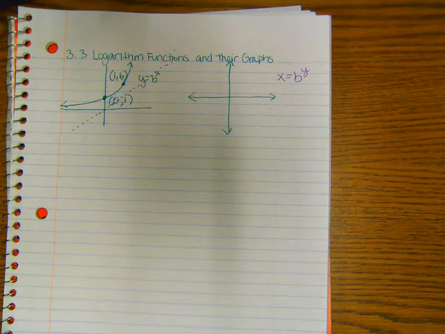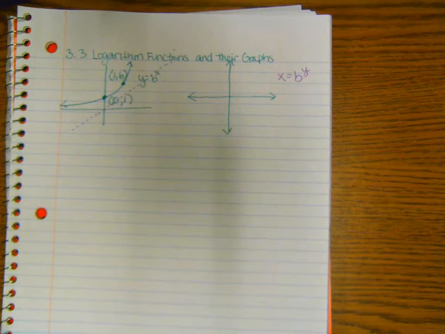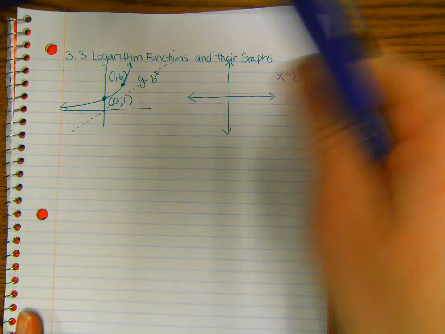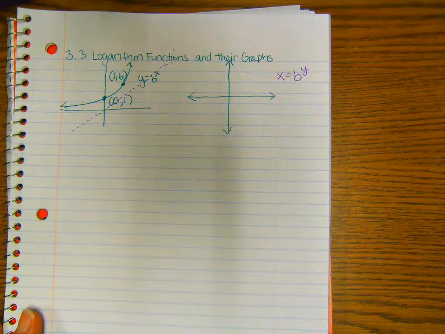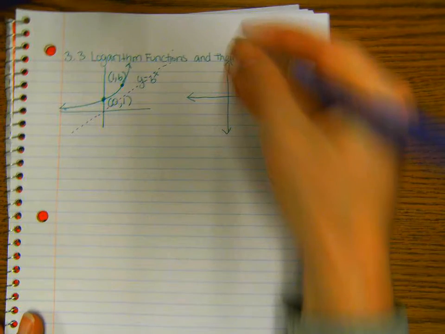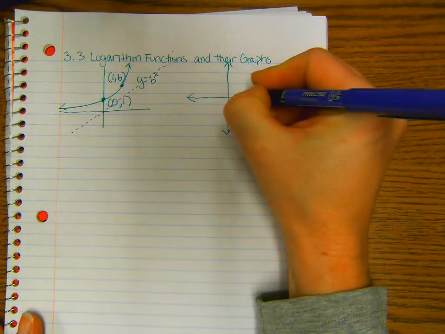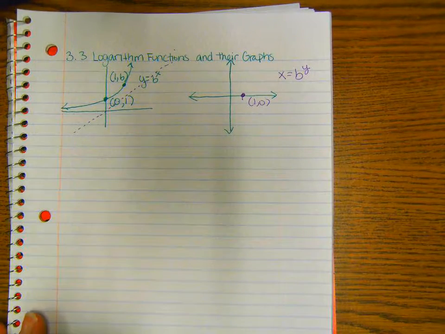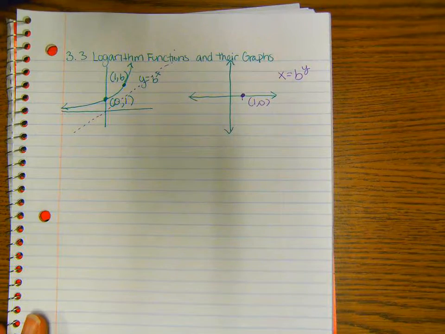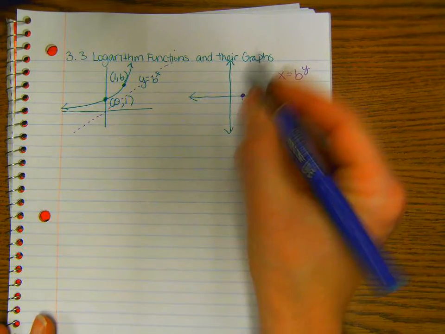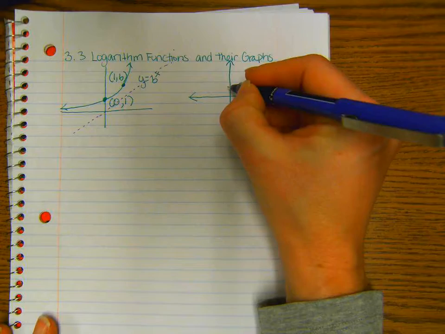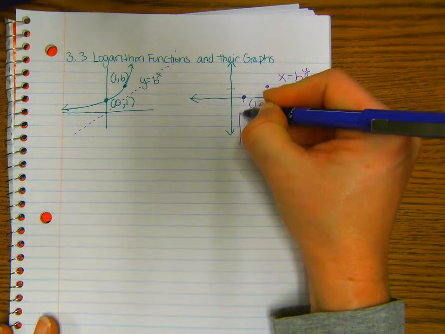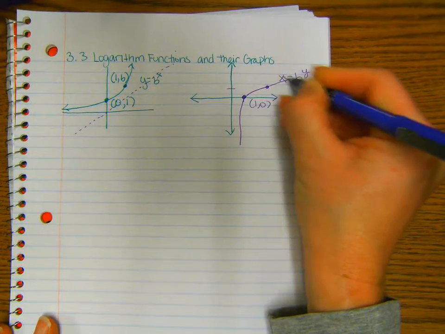So this point 0, 1 would become, reverse it, 1, 0. So it would be right here. How about this point 1 comma b? What would that become? B comma 1. Okay, so I don't know how far b is, but 1's like this. And then instead of curving like this, it would curve like that. Instead of having a horizontal asymptote, it has a vertical asymptote.